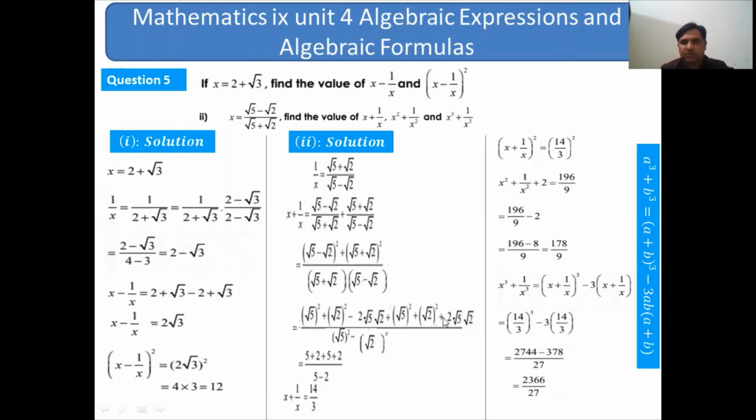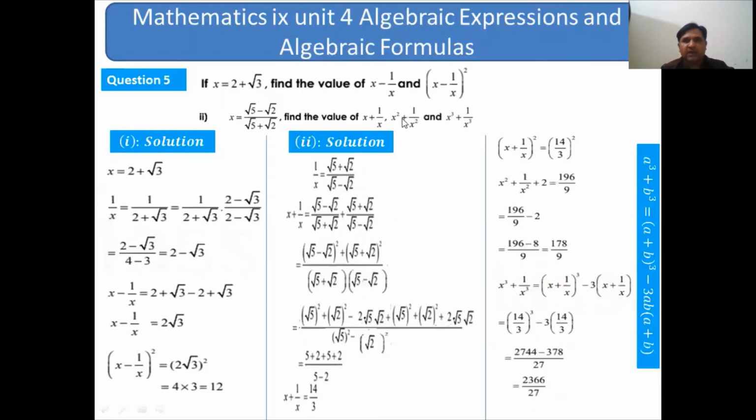This is a square plus b square plus 2ab. So this value cancels out with this one, and the square root cancels out with the square, and we are left with 5 plus 2 plus 5 plus 2. And here we are left with 5, and here it is minus 2. So 5 plus 2 is 7, and this 5 and 2 is 7, 14, 14 divided by 3. So the value of x plus 1 over x is equal to 14 by 3.